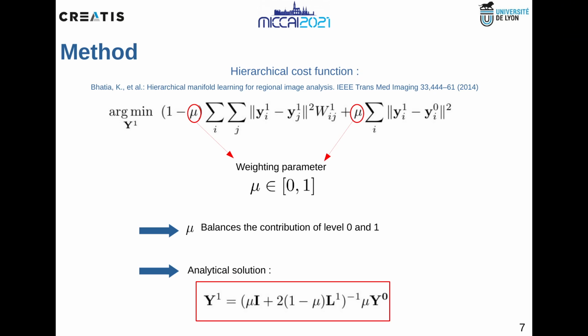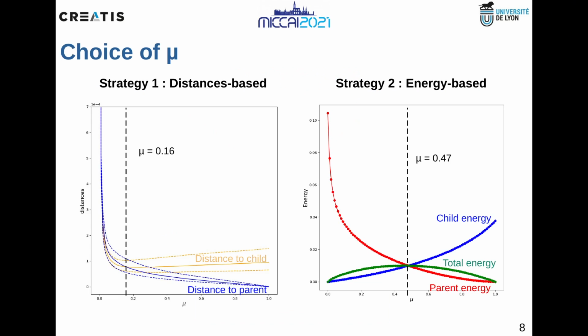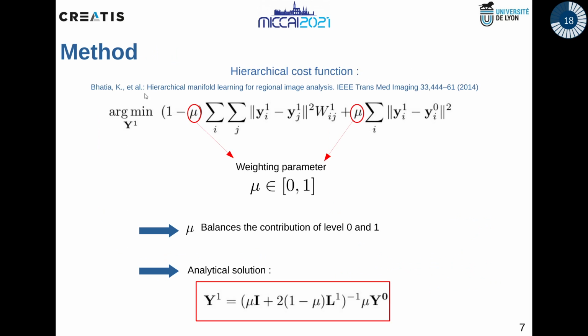The good thing about this hierarchical cost function is that we have an analytical solution, so the computation is fast and easy to implement. We designed two strategies to choose mu. First, we computed the distances between the child, so the images embedding, sorry, and the hierarchical embedding, and also the distances between the parents, the segmentation-based embedding, and our hierarchical embedding, and we choose the mu corresponding to an equal distance to the child and the parent. We did the same process for the energy corresponding to this equation.